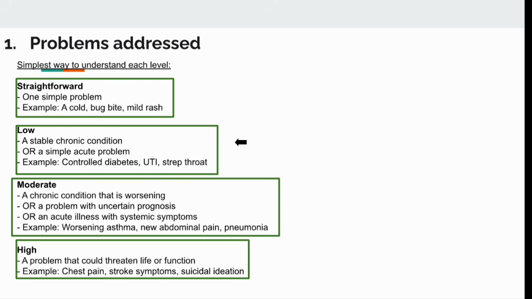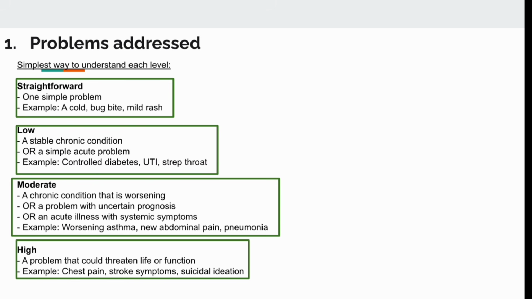If the problem addressed has to be moderate, then a chronic condition that is worsening, or a problem with uncertain prognosis, or an acute illness with systemic symptoms should be there. For example, worsening asthma, new abdominal pain, or pneumonia. So, if the problem addressed has to be moderate, one of these conditions should match. Next, if the problem addressed should be high, a problem that could threaten life or function. For example, chest pain, stroke symptoms, or suicidal ideation. So, all these things come under high problems.